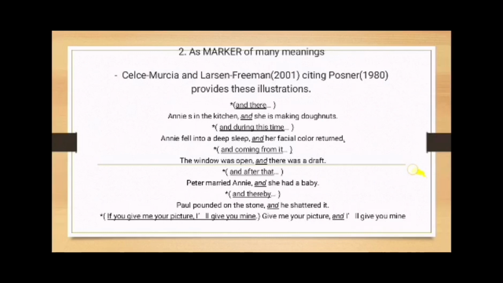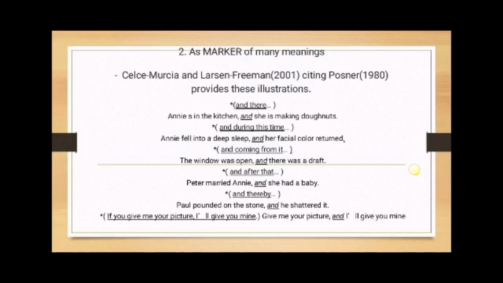And coming from it, "The window was open and there was a draught." In this statement, the conjunction was used to interpret the result of a situation. Same as the example, there is a result of what happened to the window. And "After that, Peter married Annie and she had a baby." The conjunction was used to interpret what happened next after the situation.